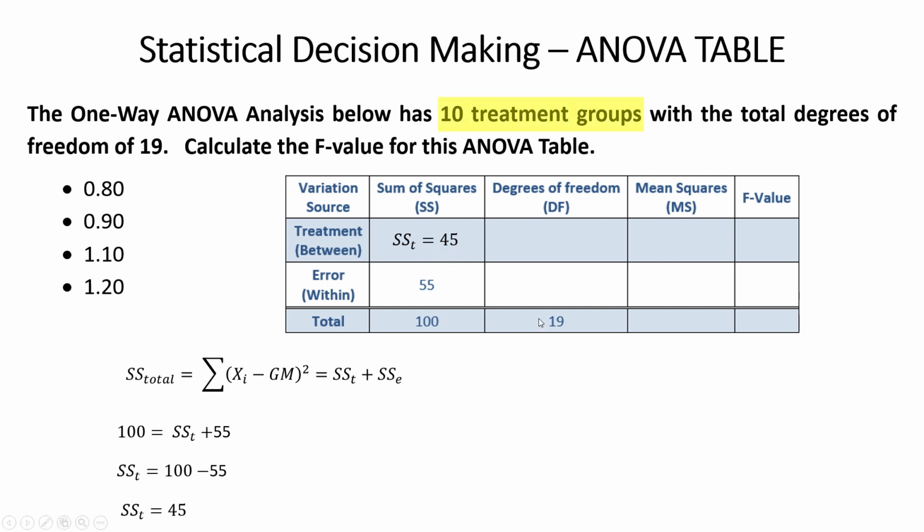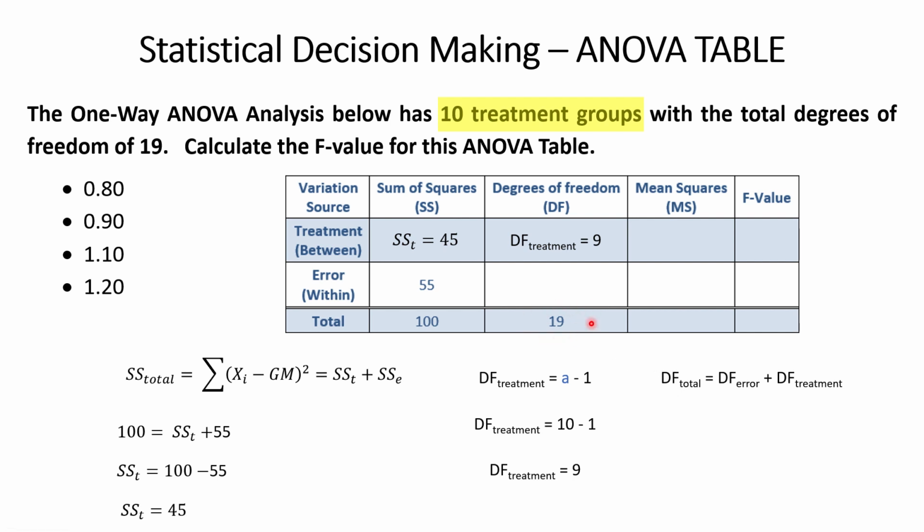We can do the same thing for the degrees of freedom. The problem statement tells us that we have 10 treatment groups. So what is the degrees of freedom of the treatment? Well, that's equal to A minus 1, where A is the number of treatment groups. So we've got 10 minus 1, and the degrees of freedom of the treatment is equal to 9. And now that we have that information, we can calculate the degrees of freedom of the error. We know that the total degrees of freedom is equal to the degrees of freedom of the error plus the degrees of freedom of the treatment. So we know that 19 is equal to the degrees of freedom of the error plus 9. We can rearrange this equation and calculate the degrees of freedom of the error to be 10.